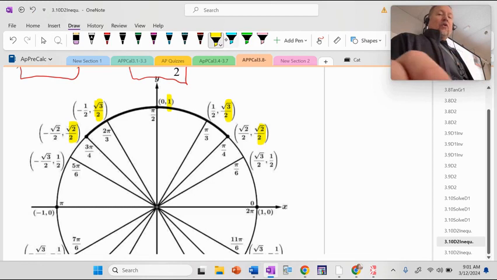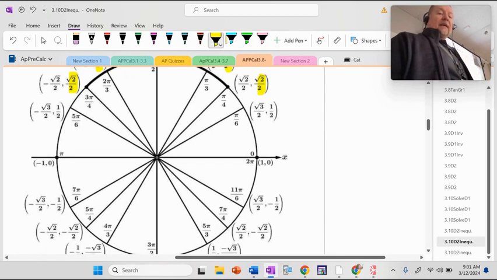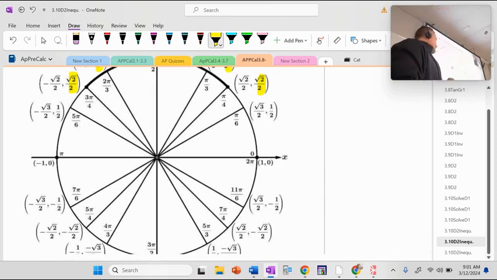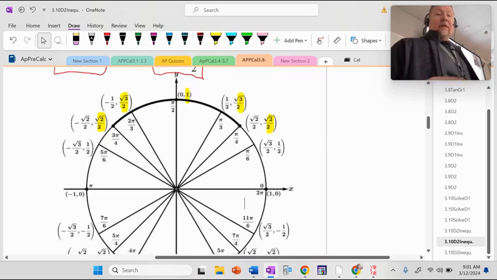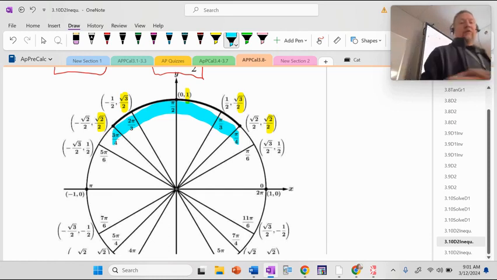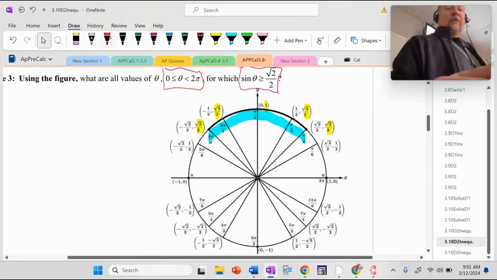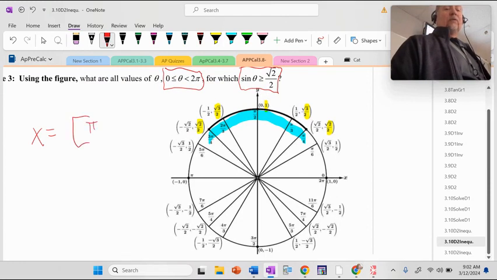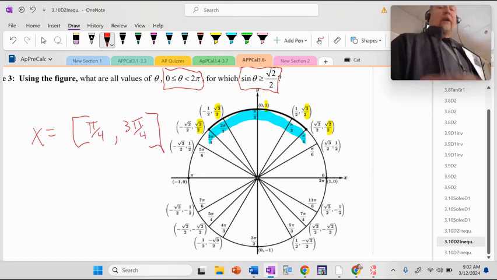So, when I look at all these, aren't negatives always smaller than positives, right? So the whole bottom half of the unit circle is irrelevant to this inequality. So inputs, I want the inputs that make this happen. That's the inputs. It's the x's. Okay? So from pi over 4 to 3 pi over 4, and I'm going to include those because those are zeros, and this says equal to. Okay, so those inputs create the outputs that are greater than or equal to root 2 over 2.